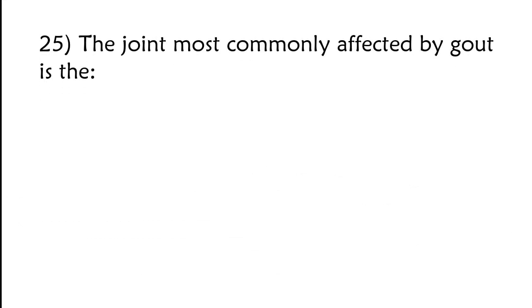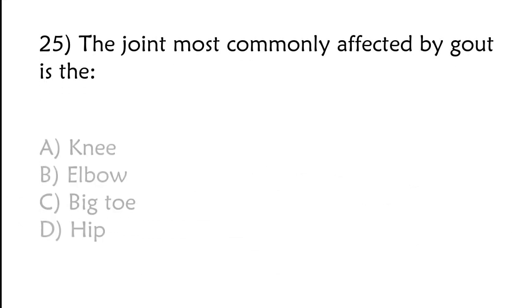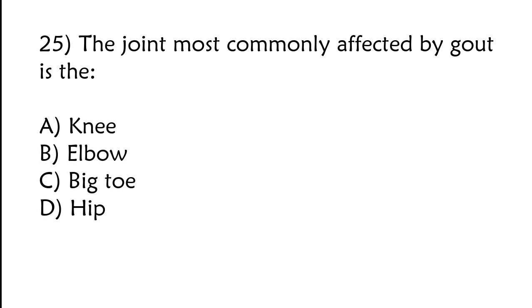The joint most commonly affected by gout is the: knee, elbow, big toe, hip. The correct answer is option C, big toe.